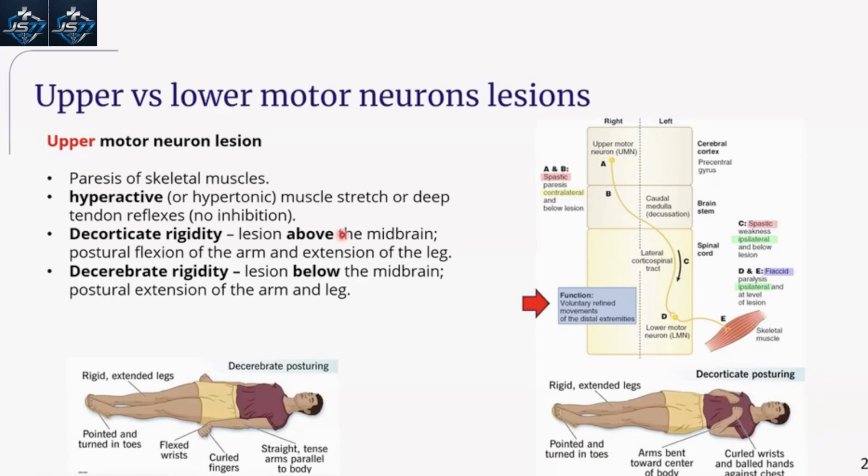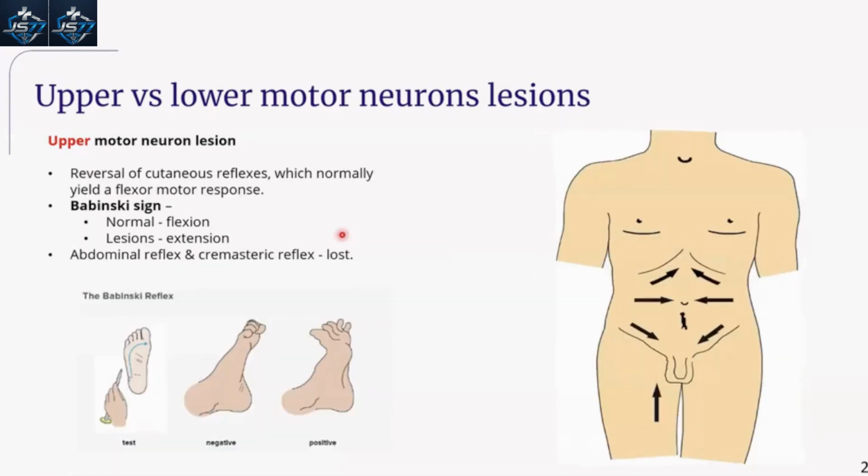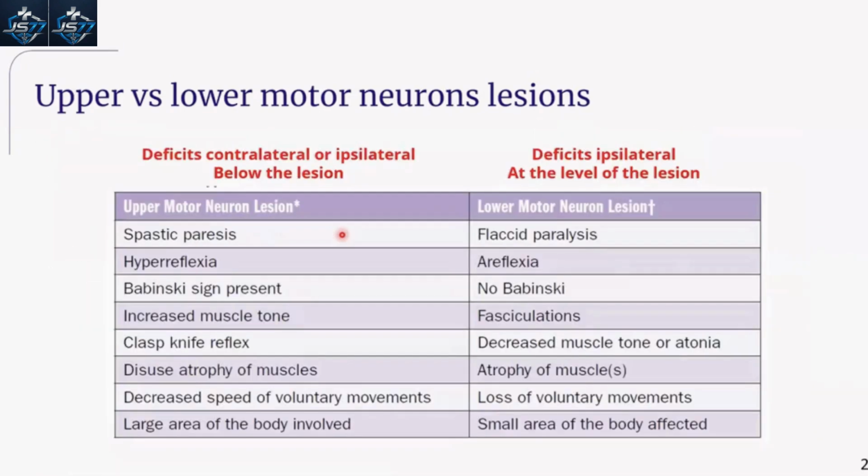Okay, so let's move on. And this table is again from your book. It just shows you the differences between deficits for an upper or a lower motor neuron. For an upper motor neuron lesion, deficits are going to be either contralateral or ipsilateral below the lesion. If you are before the decussation, the deficits are going to be contralateral.